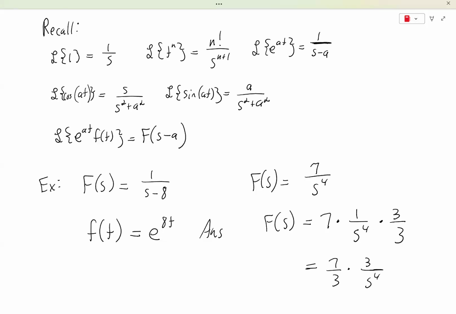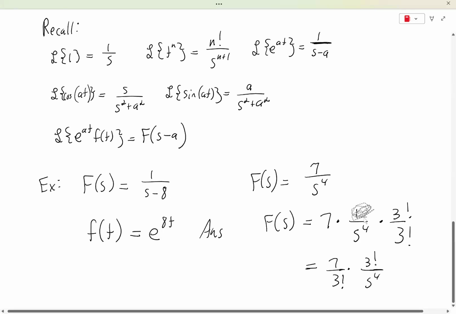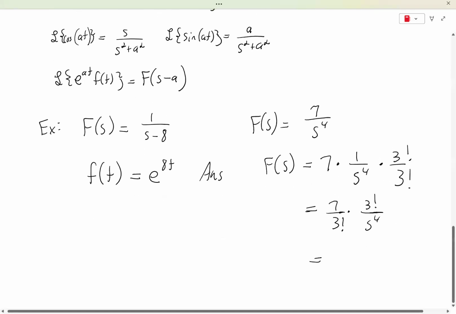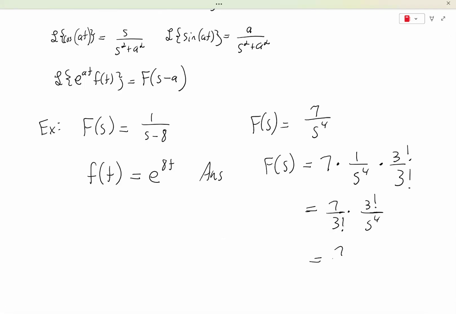Actually, wait, hold on. I said that wrong. It'd be nice if it were, I want 3 factorial. My bad. I want 3 factorial here. It'd be nice if this were a 3 factorial, that's what we wanted there. So then this is equal to what? Well, this part can just come down. That'd be 7 over 6.